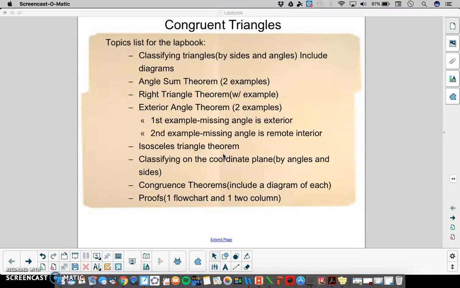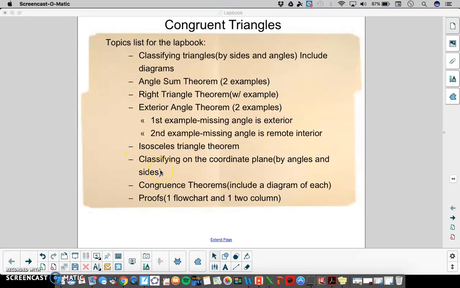The isosceles triangle theorem states that the base angles of an isosceles triangle are congruent. And you also need to include the converse, which says if the base angles of a triangle are congruent, then the triangle is isosceles. So you'll have one example of angles of an isosceles triangle, maybe solving for x or solving for angles, and then another example with solving for side lengths in an isosceles triangle.